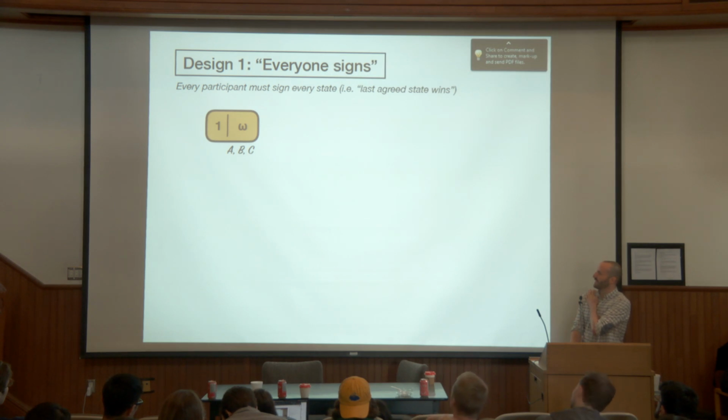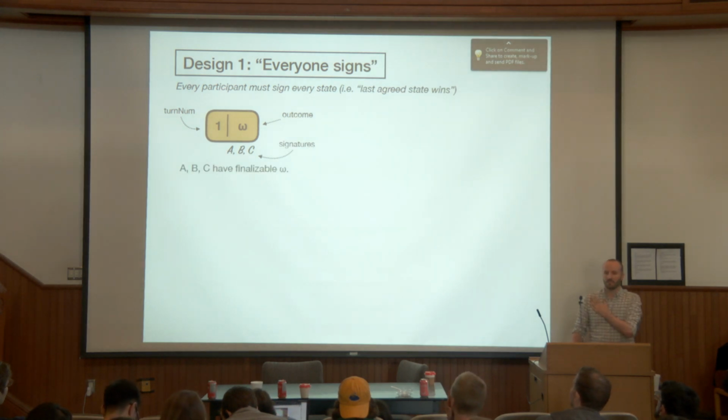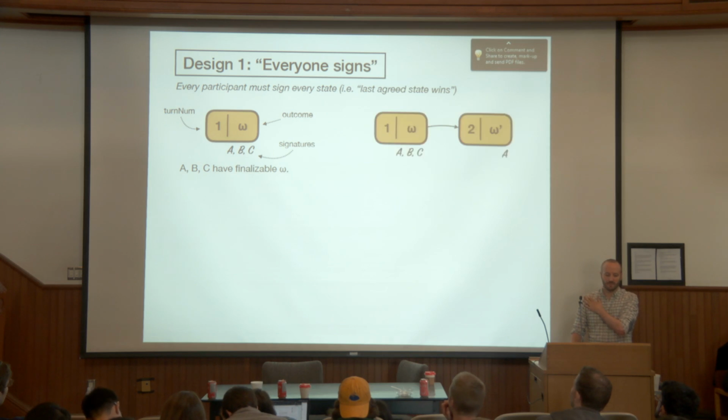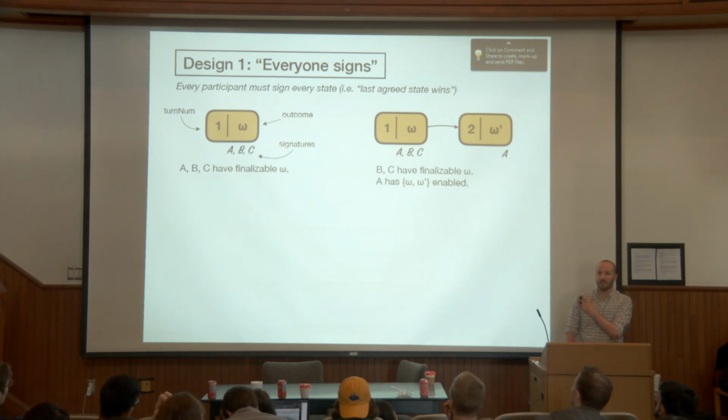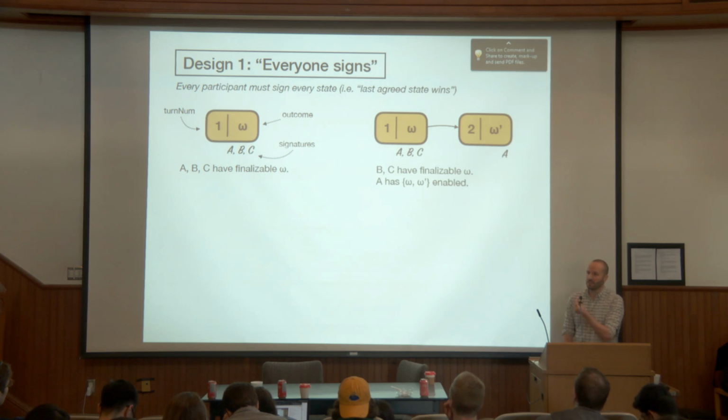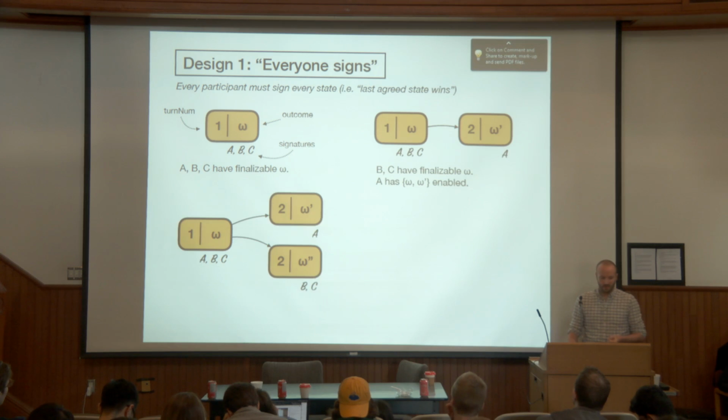So in this case, A, B, and C have signed state 1 with outcome omega. That's the turn number, the outcome, and the signatures. A, B, and C all have a finalizable outcome omega here. What happens in this case? A progresses. So B and C still have omega finalizable. To do that, they can just withhold their signature. A has enabled omega primed as well as omega, because A has given up something by signing something.